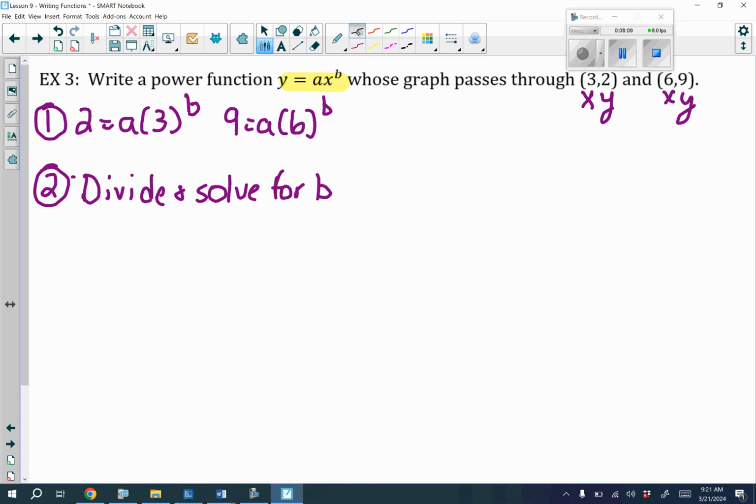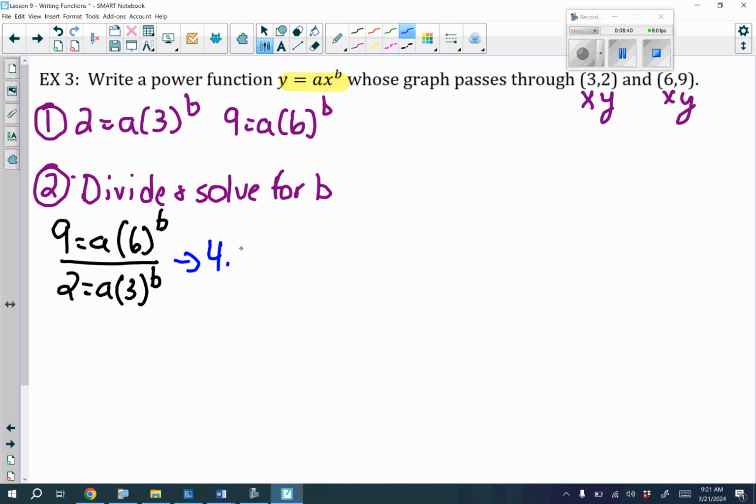When we did the last examples, we wanted the function that had the higher exponent on top. In this case, we want the function with the higher base on top. So my second equation has a base of 6, and that's going to be on top of my fraction. So I'm going to have 9 equals a times 6 to the b power, over 2 equals a times 3 to the b power. Okay. Now, from here, once again, I'm going to divide and cancel. So 9 divided by 2 gives me 4.5.